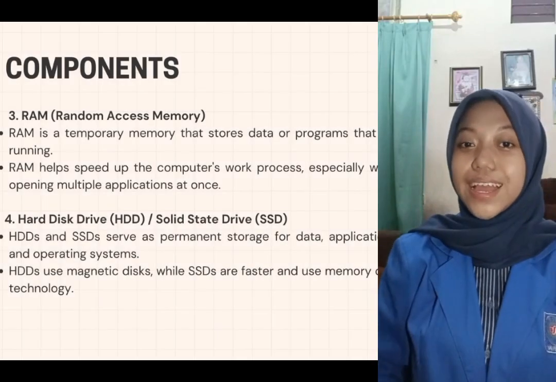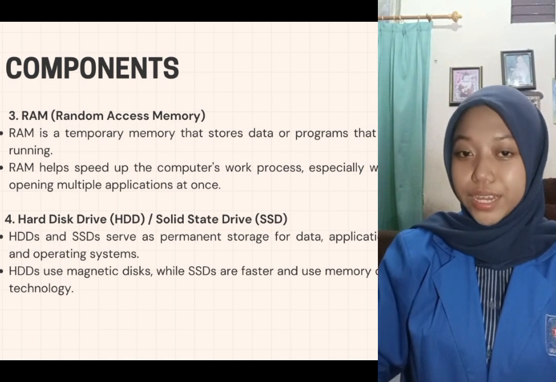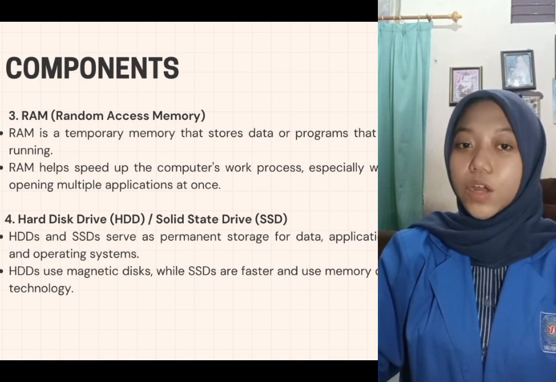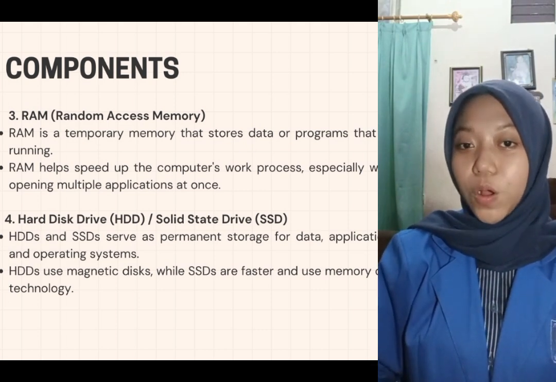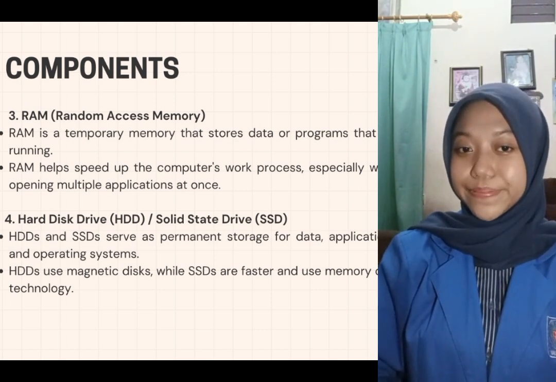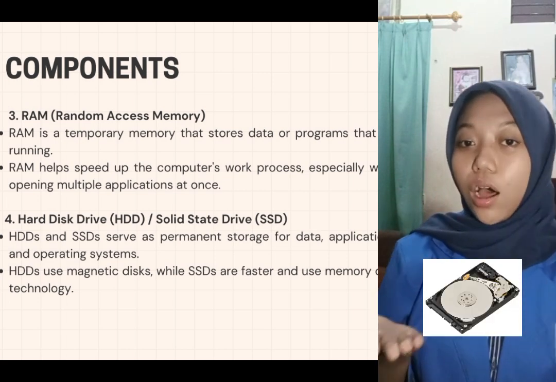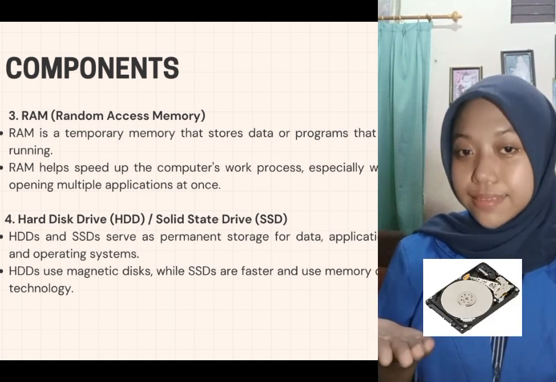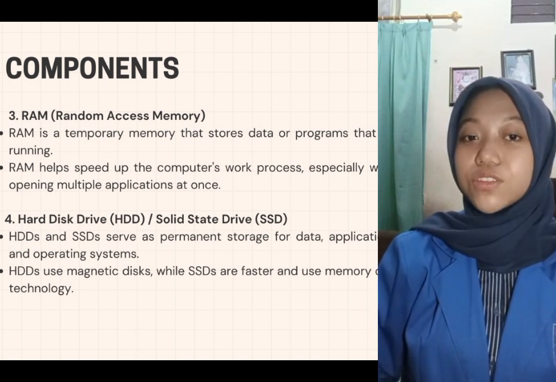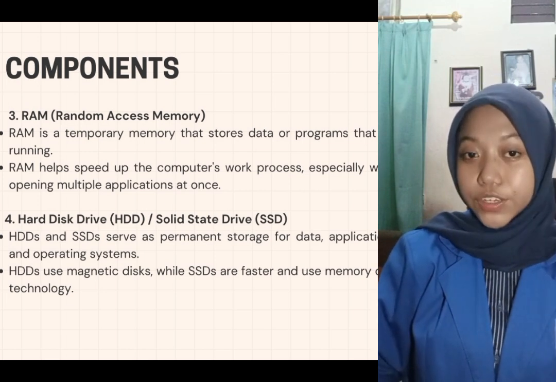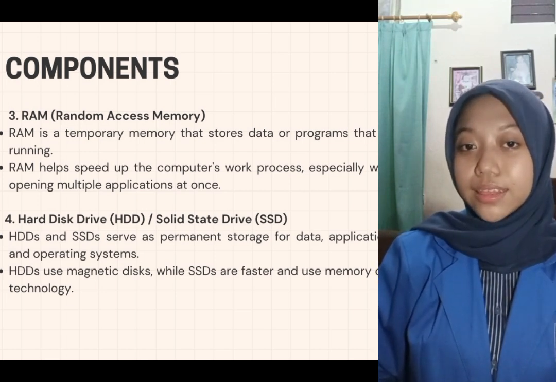Slide 4. The third, RAM. RAM is a temporary memory that stores data or programs that are running, and RAM helps speed up the computer's work process. The fourth, hard disk drive or HDD, or solid state drive or SSD. HDD or SSD serve as permanent storage for data, applications, and operating system, and HDD uses magnetic disks.